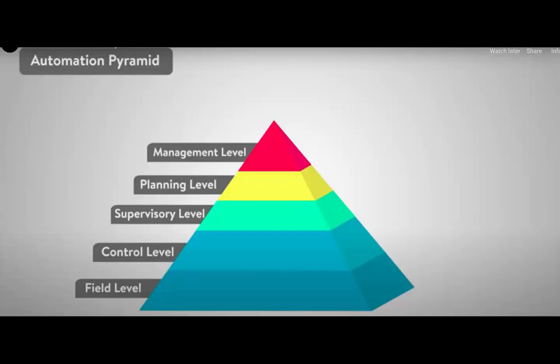Electrical motors, hydraulics, pneumatics, actuators to move machinery, proximity switches used to detect movement of certain materials, photoelectric switches that detect a similar thing, that is a movement. These are part of the field level.